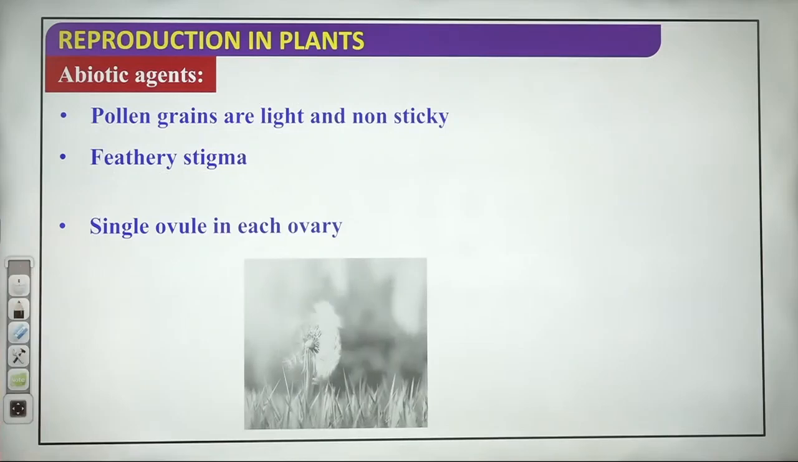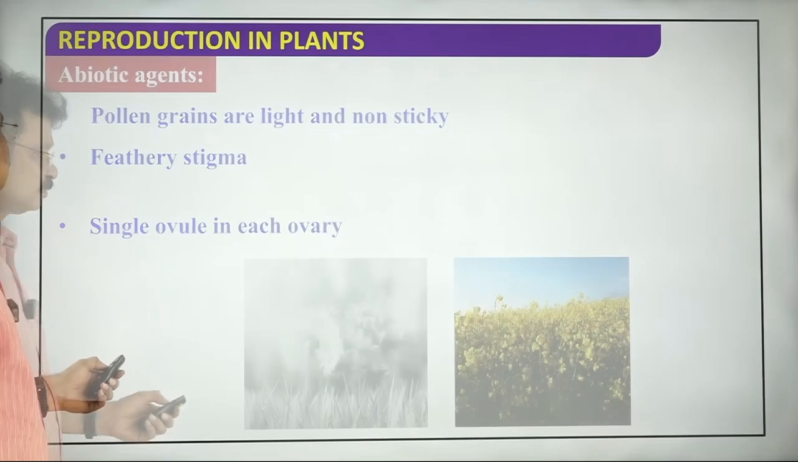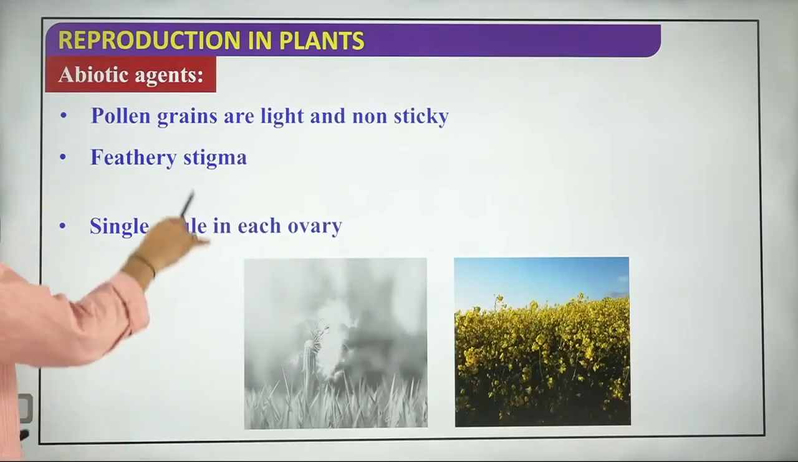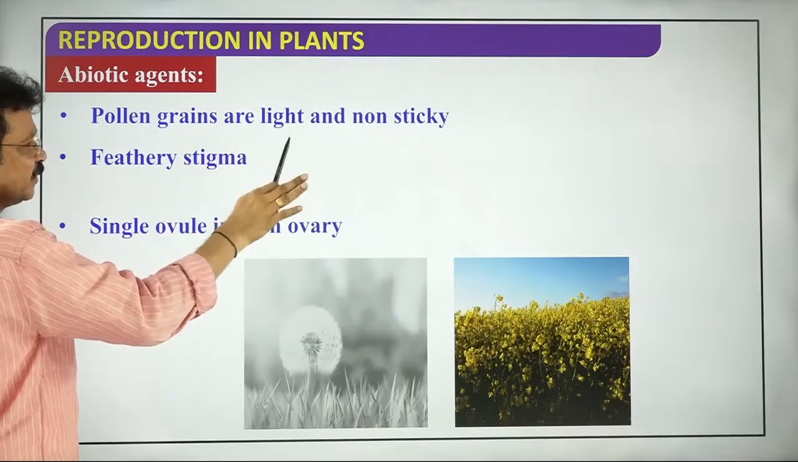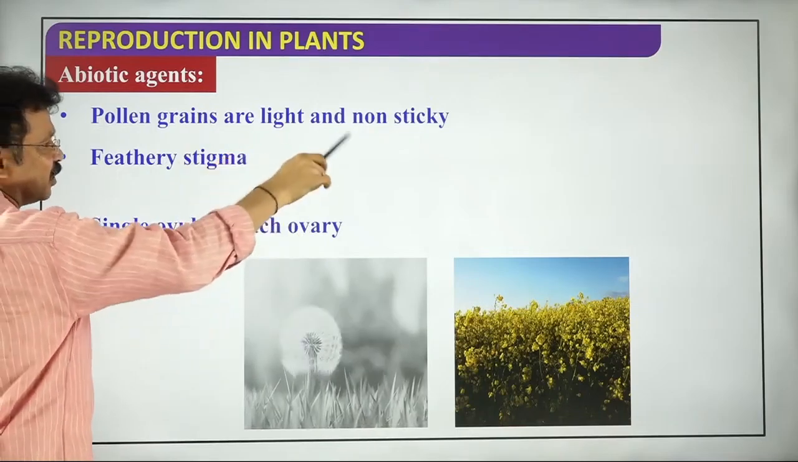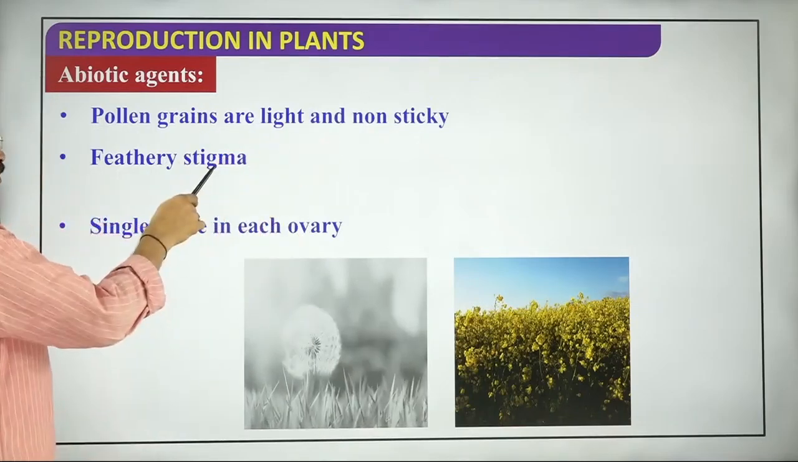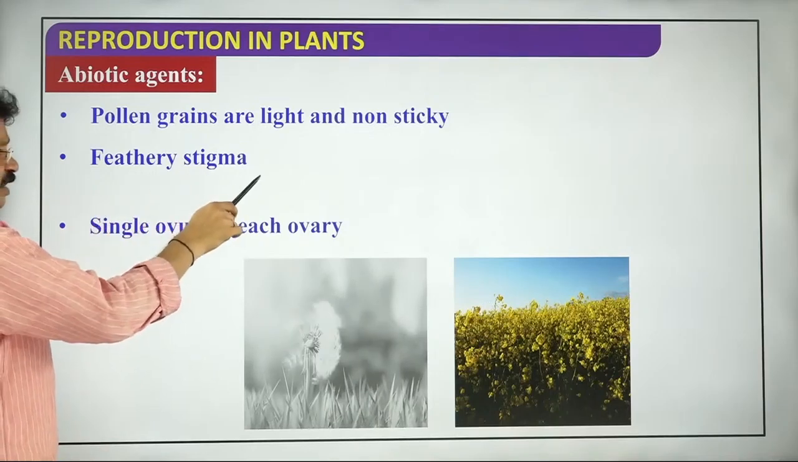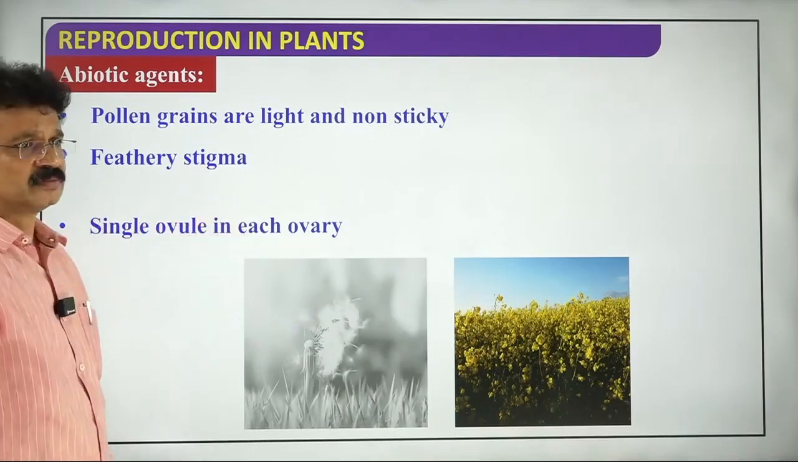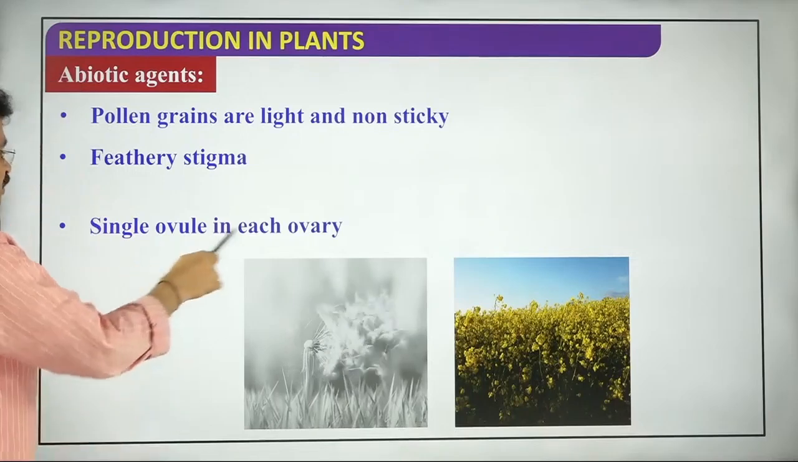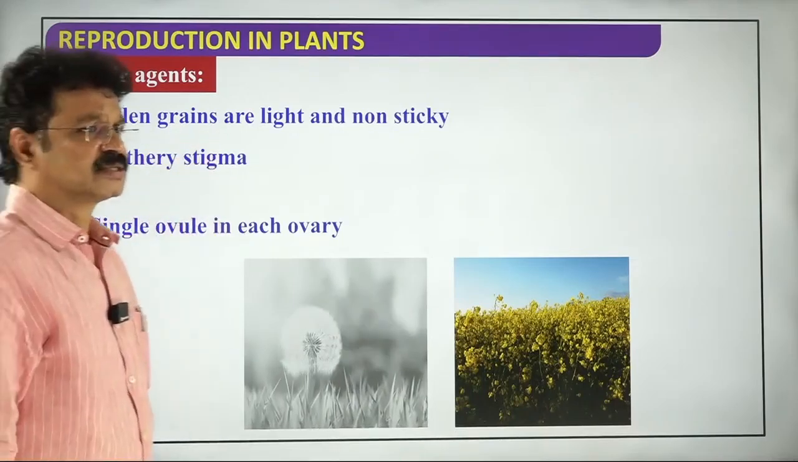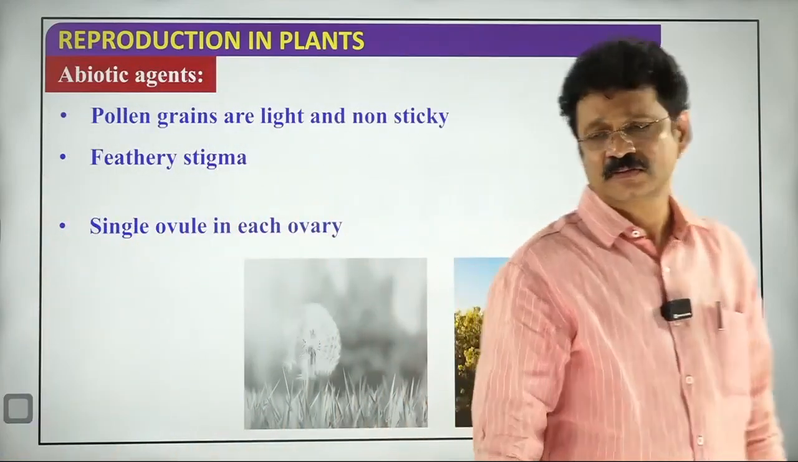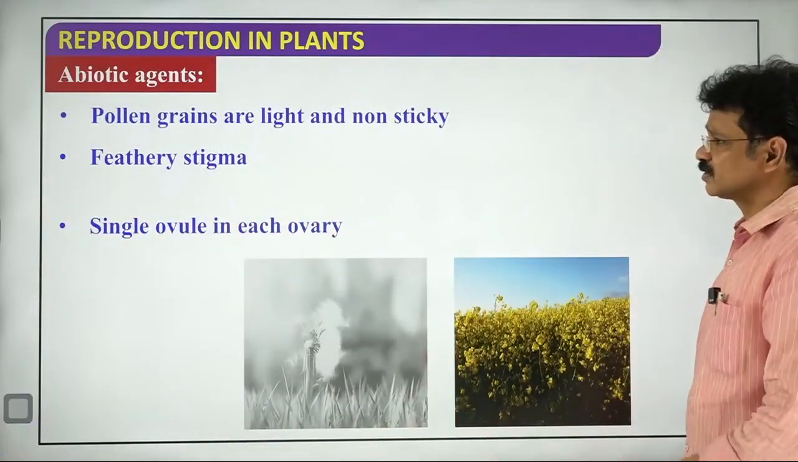Wind is helpful for dispersal of pollen from the anther to the stigma of another flower. Recollect the characteristic features of wind pollinated, or anemophilous, flowers. Pollen grain number should be high, light in weight, non-sticky or dry. The stigma should be large or feather-like and sticky to catch airborne pollen. Next, single-ovulate ovaries. This kind of pollination commonly occurs in grasses. Examples of wind pollination, or anemophilous flowers, are the grass members.